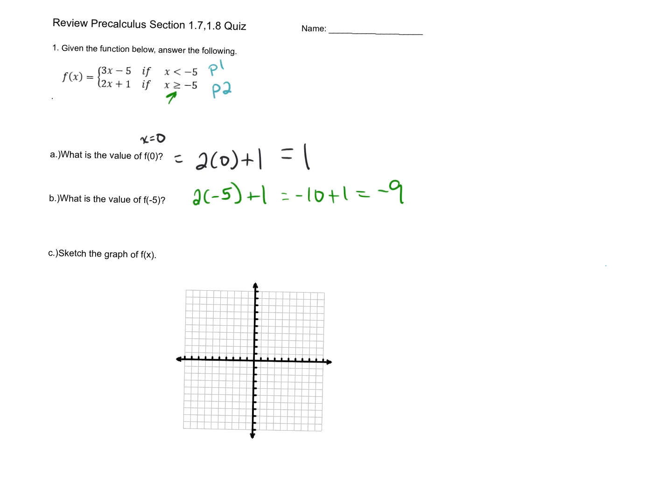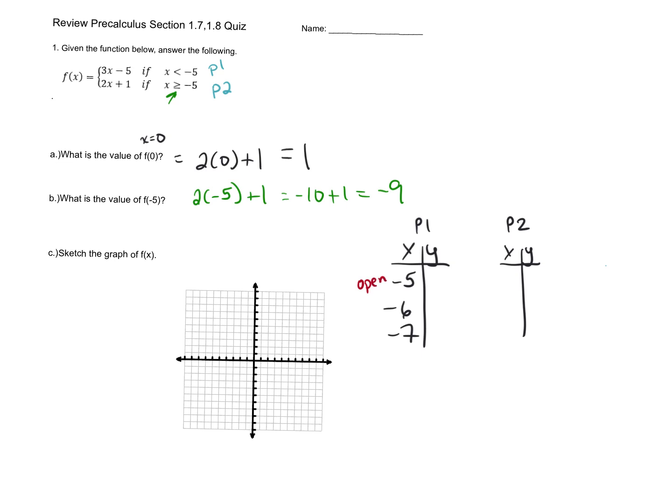Some other things we did with piecewise functions is we graphed them. The easiest way to graph a piecewise function is to make a little table of values. So I'm going to make a table for piece 1 and a table for piece 2. For piece 1, I want to pick points that are less than negative 5. So maybe negative 5, negative 6, negative 7. Remembering, negative 5 is not less than negative 5, so this is going to be an open circle.